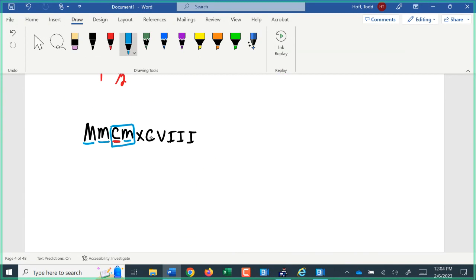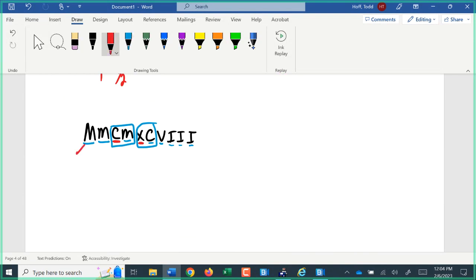This X is followed by a C. The X is 10 and that C is 100. So that means this X is subtracted. And of course, it has to work with that C. Then the V is followed by an I, so the I is smaller, so that's positive. And then the 3 I's are all the same, so they're all positive.